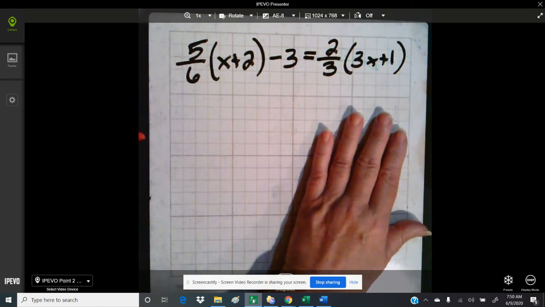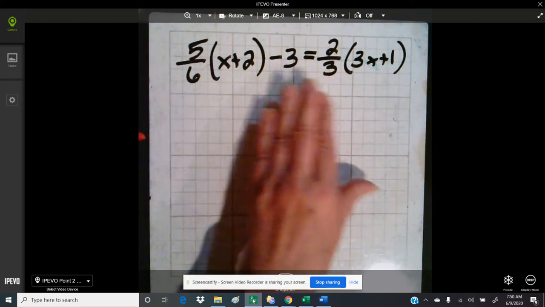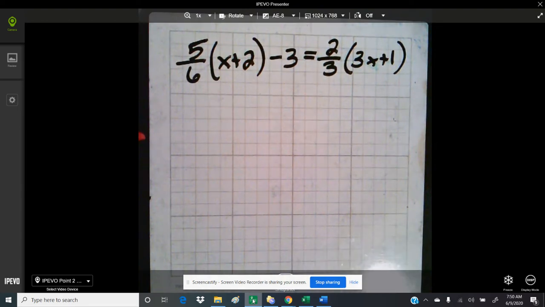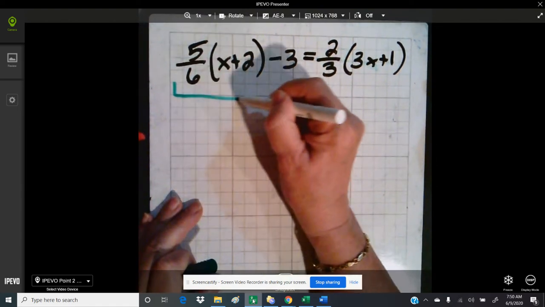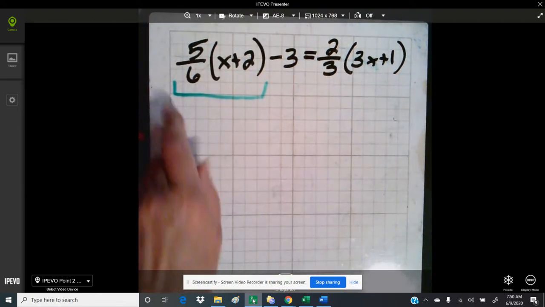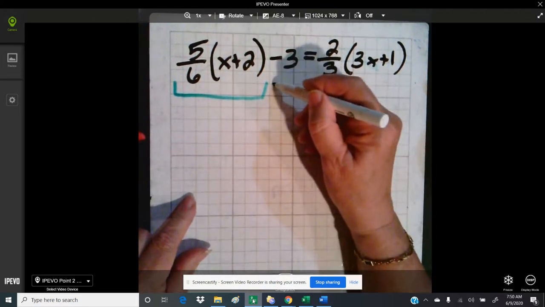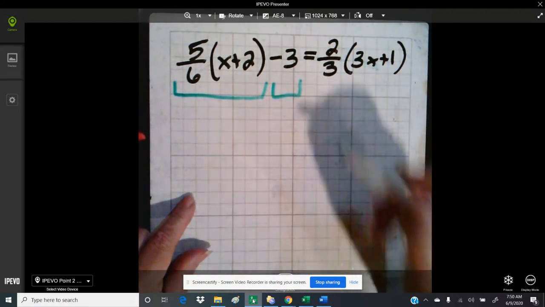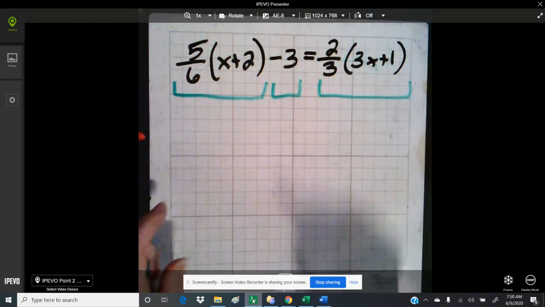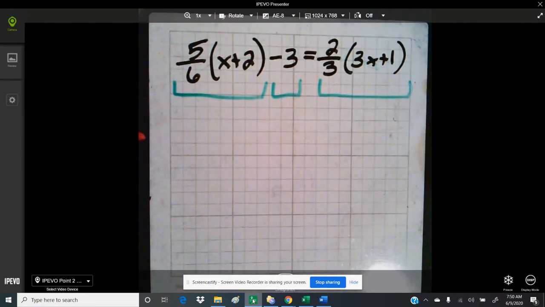And when I say multiply through, you have to multiply every single term by a common denominator. So remember, anything that's multiplied together would be a term. So this is one term. This minus 3 would be another term. And then this here would be your third term. So this equation has 3 terms.